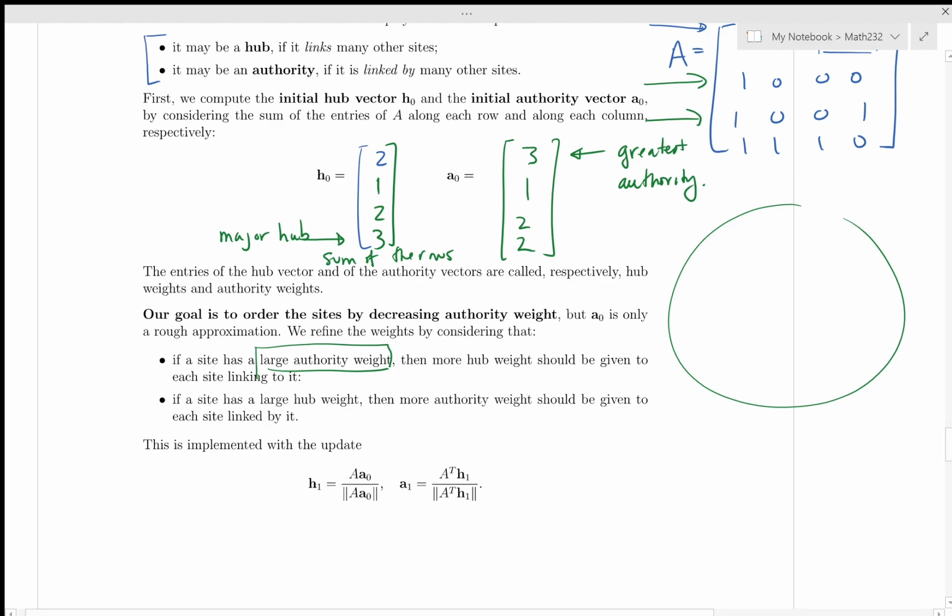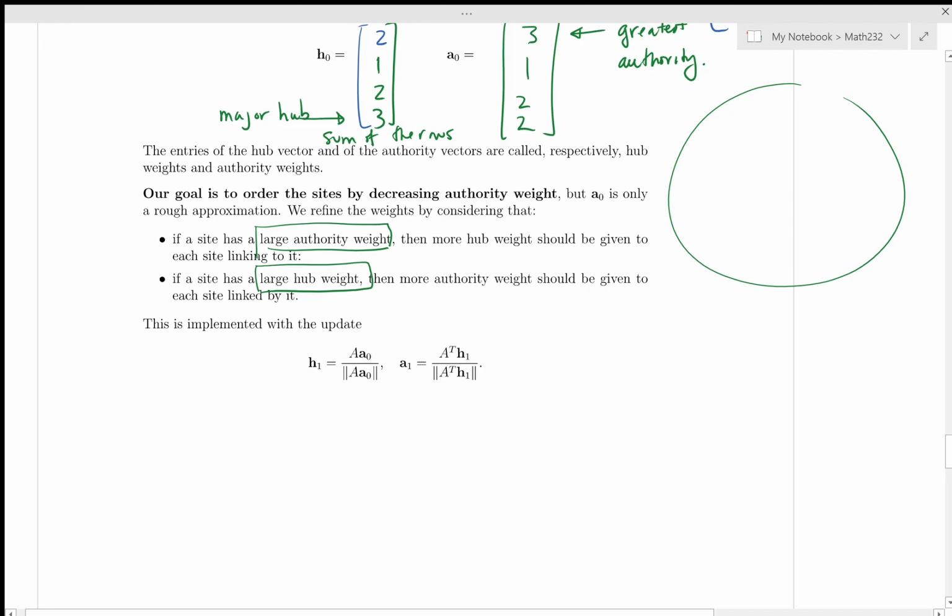And if a site has a large hub weight, then more authority should be given to each site that's linked by it. Think about these for a second, and maybe draw yourself a little schematic and say to yourself, okay, if this site has a lot of authority, then when somebody links to that, that should be more valuable than if somebody links to a site with not much authority.